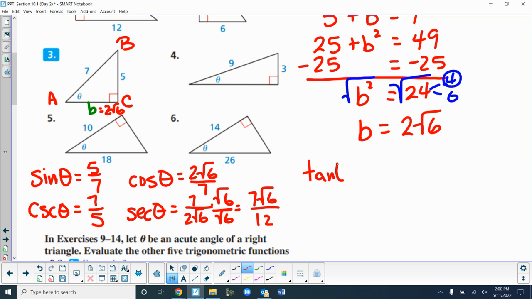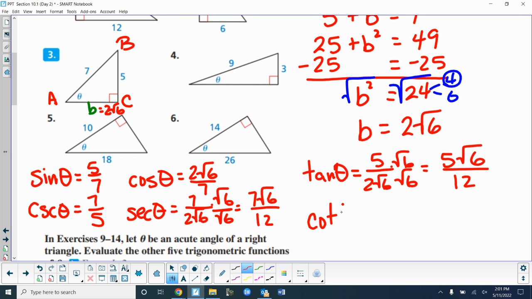Tangent of theta equals opposite 5 over adjacent 2 radical 6. And we'll have to rationalize again. So we get 5 times the square root of 6 over 12. And then cotangent, just do the reciprocal of that original. So it's 2 times the square root of 6 over 5. So there's our 6 trig ratios or trig functions for number 3.